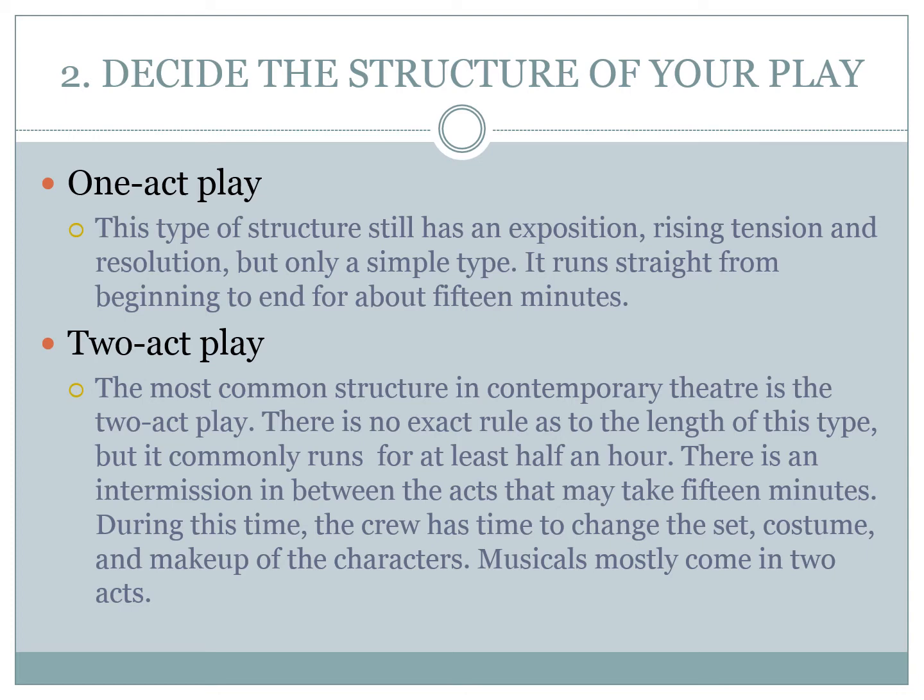A two-act play is the most common structure in contemporary theater. There is no exact rule as to the length of this type, but it commonly runs for at least half an hour. There is an intermission in between the acts that may take 15 minutes. During this time, the crew has time to change the set, costume, and makeup of the characters. Musicals mostly come in two acts.